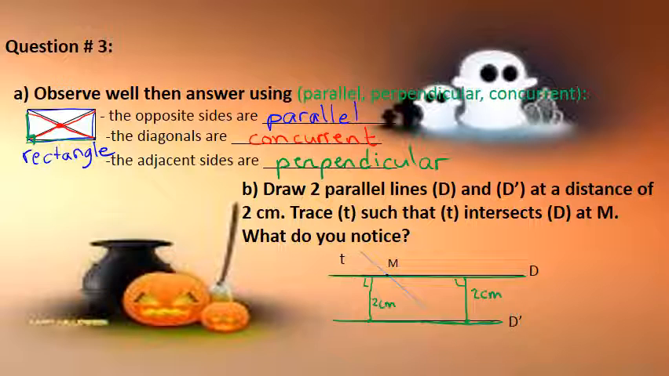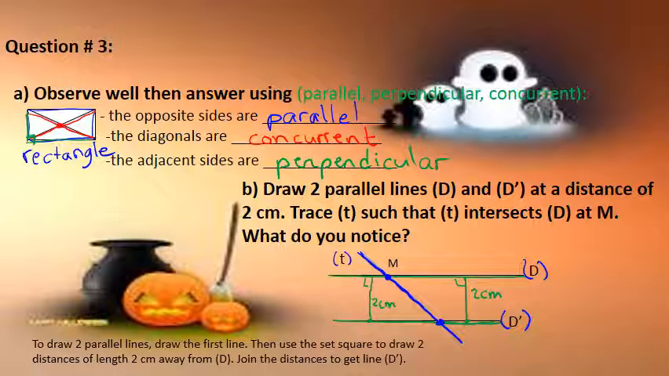Now trace T such that T intersects D at M. So line T and D intersect at M. This is line T, this is line D, this is line D prime. They intersect at M. What do you notice? We notice that if we elongate T, it will also intersect D prime. So T will also intersect D prime because D and D prime are two parallel lines.